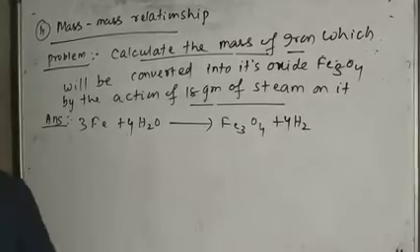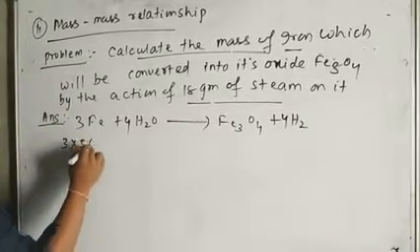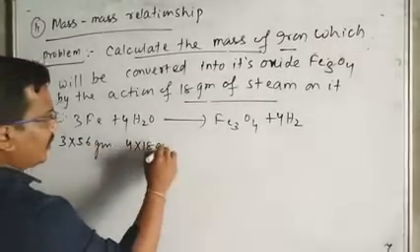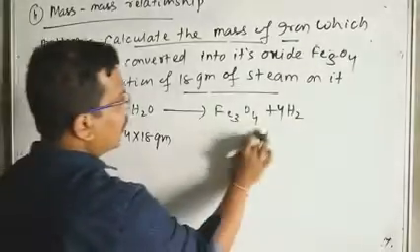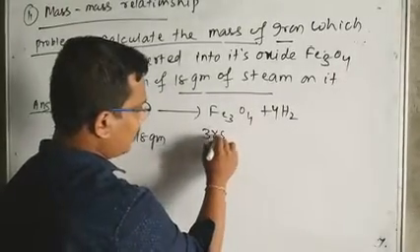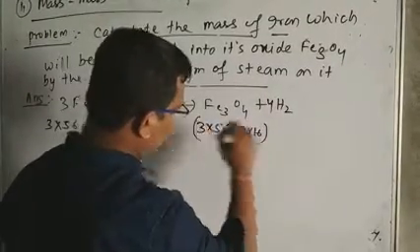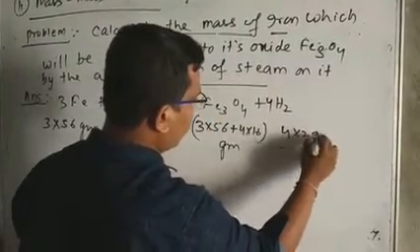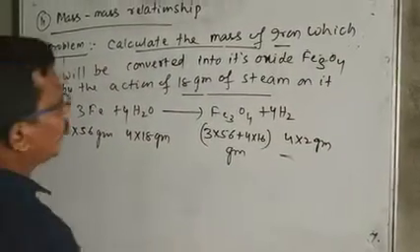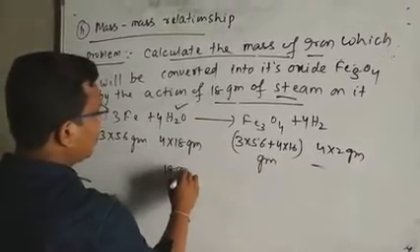Now we know that the molecular mass of iron is 56. That means we can write the mass relation: 3 into 56 gram. Next is 4 into 18 gram, because 18 is the molecular mass of water. Then what is the molecular mass of Fe3O4? That is 3 into 56 plus 4 into 16 gram. Then 4 into 2, that is also gram. Then we do not need all types of relationship. We need only the steam relation. This is given, that is 18 gram is given.